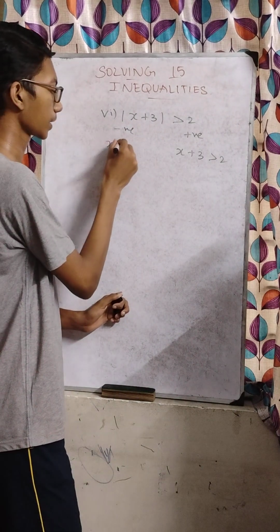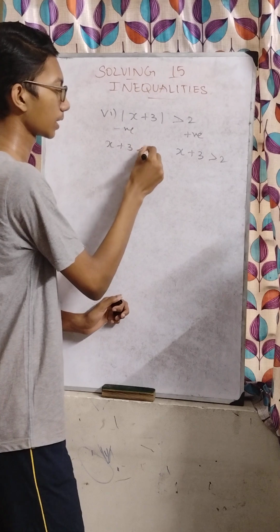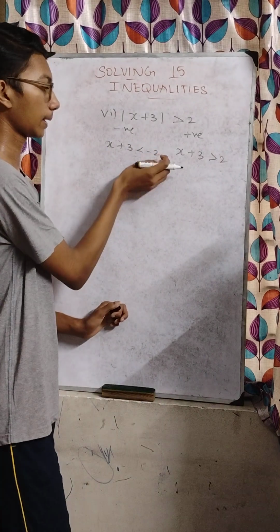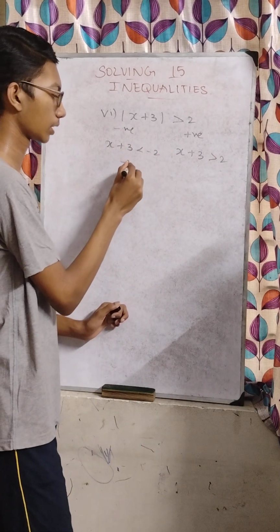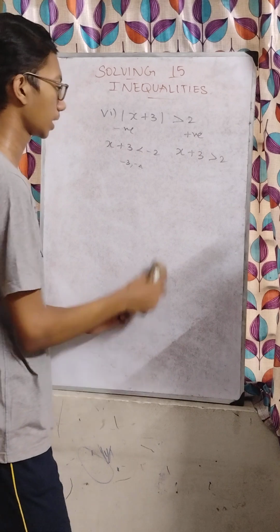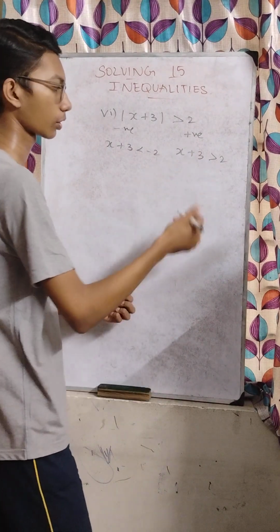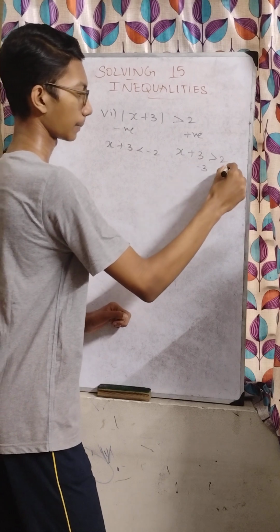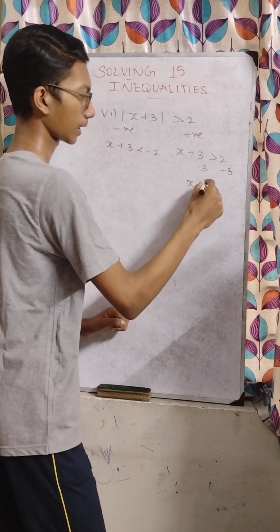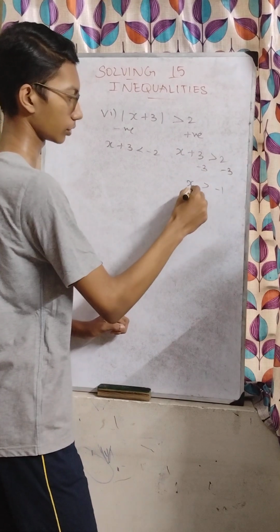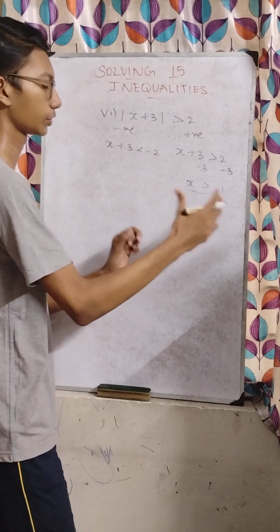That is, x plus 3 is less than minus 2, because the numbers less than minus 2 are minus 3, minus 4 and so on. So that's why there is a splitting when it comes to modulus. Now we'll just solve this as usual. Subtract 3 from both sides. x is greater than minus 1. So this is one part of the solution.